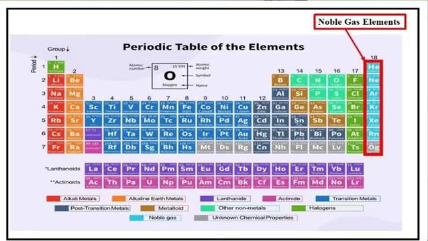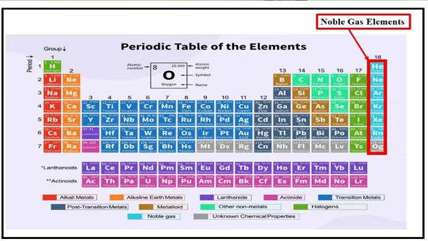Today we are going to discuss how elements are classified in the modern periodic table. Based on outer electronic configuration, elements in the modern periodic table are classified into four. The first one is noble gas. Elements of group 18 in the modern periodic table are known as noble gas. Since the outer shell of these elements is complete, they are highly stable.